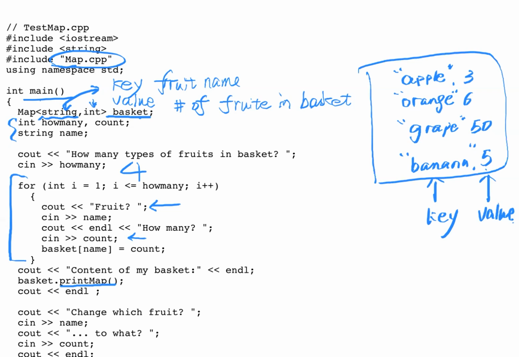Here we can see we use an index operator to add entries in the map. So basket name equal to count. This is a way to add an entry. We add an entry in the basket. And then we call the print map to print out all the 4 entries.